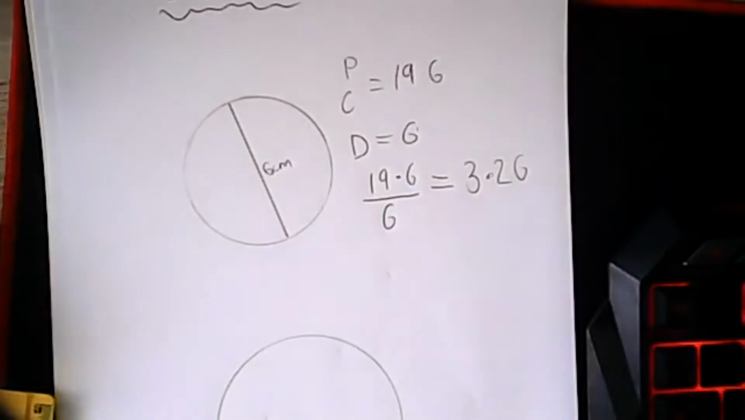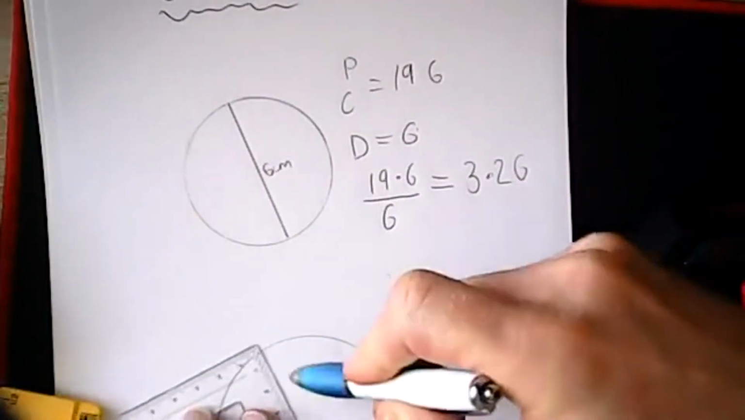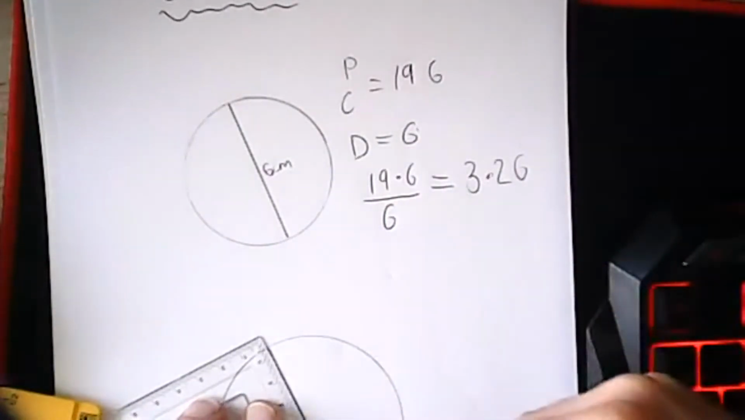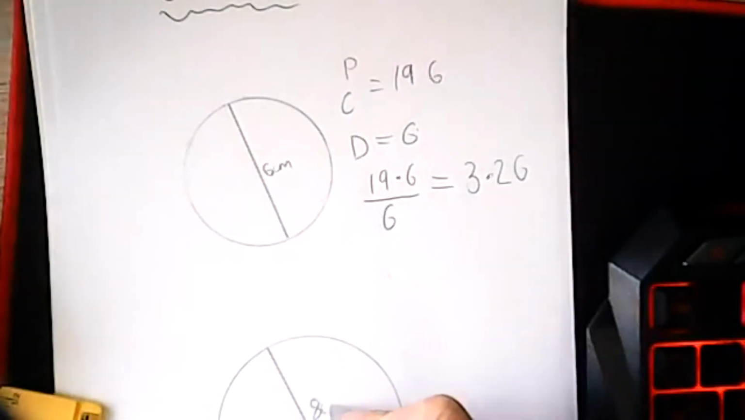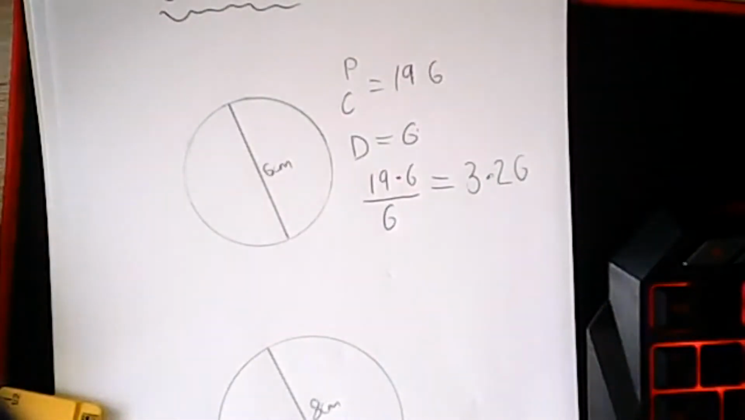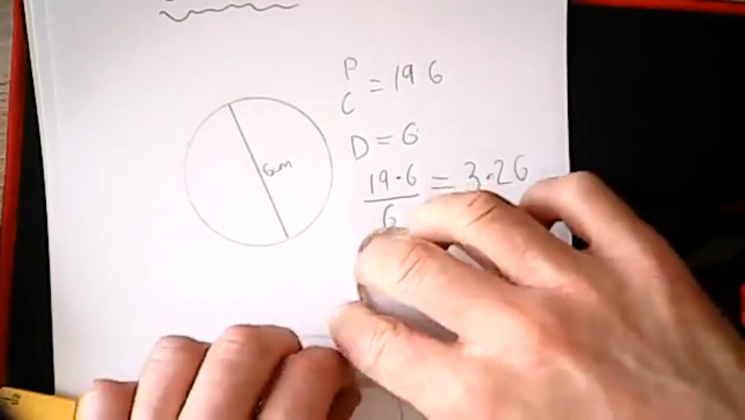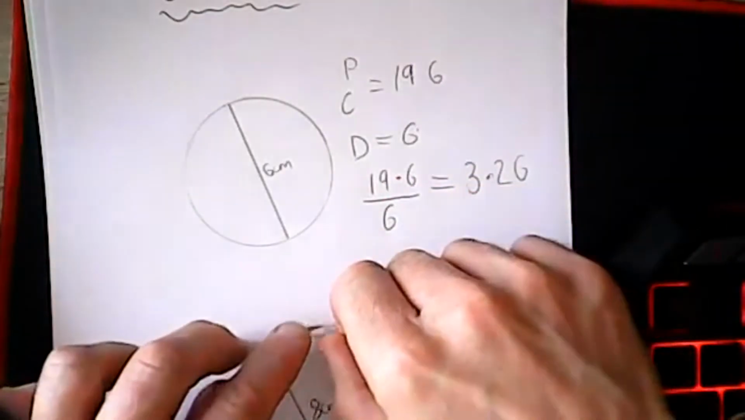First time job, that's pretty good. So diameter is going to be all the way across there. That's going to be 8. Okay, I'm going to get my string out again. Just bear with me for a minute.